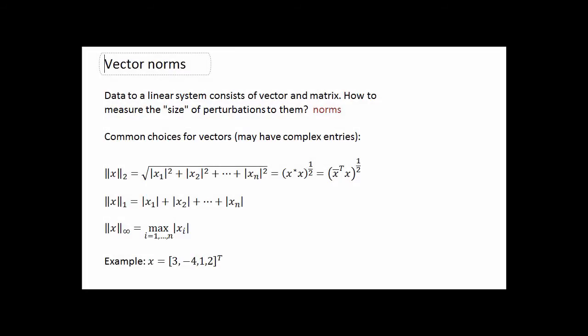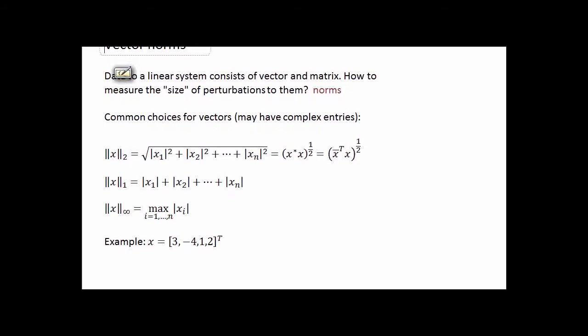When we look at a linear system problem, the data to that kind of problem is a matrix A and a right-hand side vector B, and the solution to the problem is a vector X. So if we're going to talk about the conditioning of these problems, we have to talk about what it means to have a small perturbation, or to measure the size of a perturbation to vectors and matrices. And that's the idea of what we call a norm. So we're going to start with this video with vector norms.